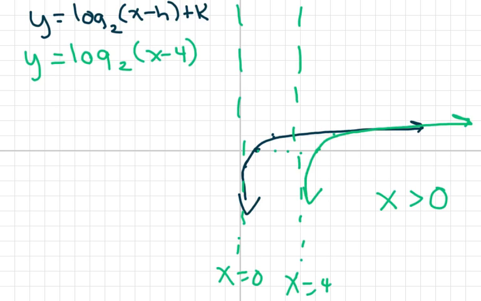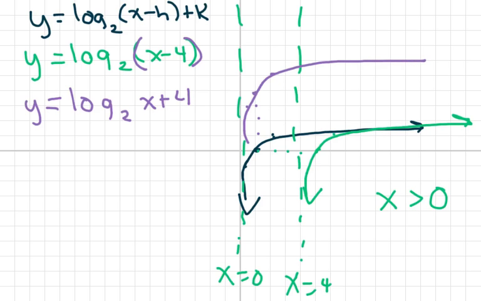Now let's shift up. And let's just put plus 4. So on these logs, remember that you have to use parentheses to signify the horizontal shift. So if we go up 4, I'm just going to take this and move everything up by 4. And you get kind of a general idea of the graph.